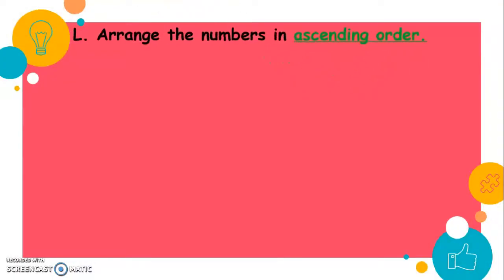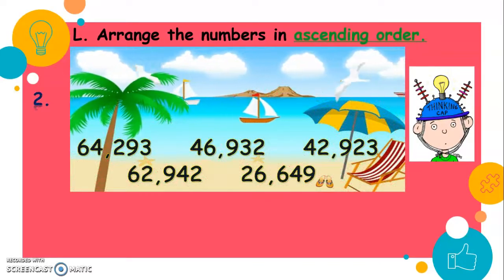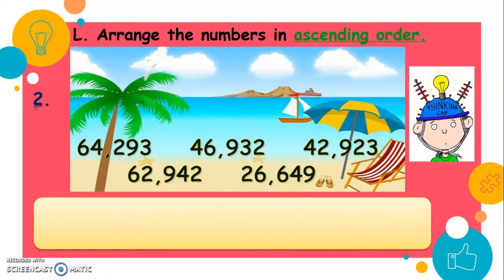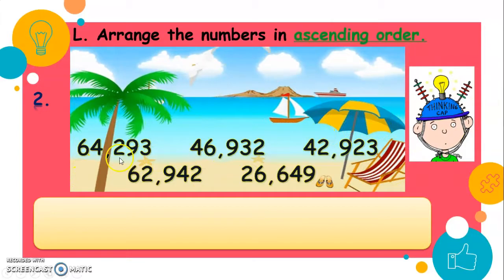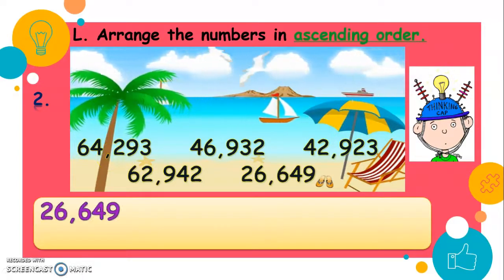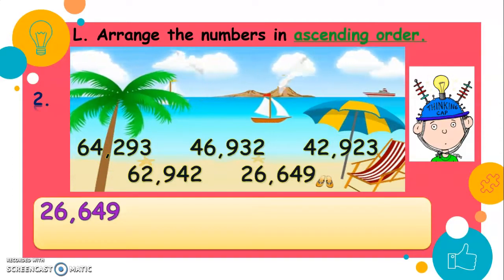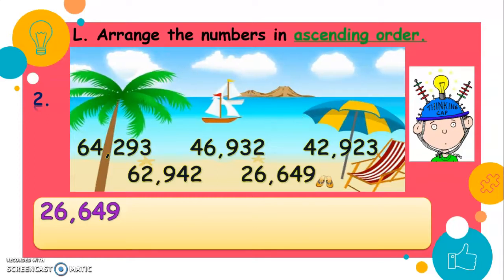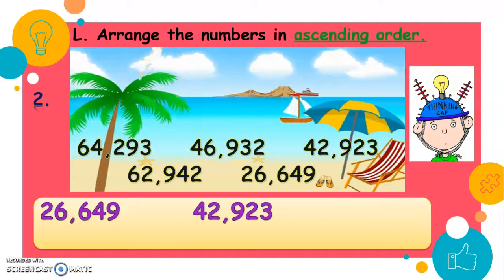For example number 2, we are still doing letter L. Again, arrange the numbers in ascending order. So we have to start from the smallest, going up to the greatest number. For this example, from the 5 numbers shown here, the smallest number is 26,649. Now this number is followed by 42,923.